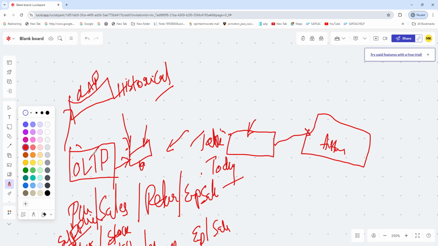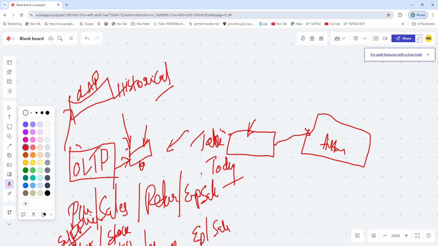Whatever the transactions are here, just take them and push the transactions to this OLAP system. You store your historical data in the OLAP system. Say yesterday, what are my transactions? What are my purchases? Two years back, what are my purchases? Last year, what are my purchases? Or last month, what are my sales? Last month, what are my returns or employee salaries? Everything is available in this OLAP system.